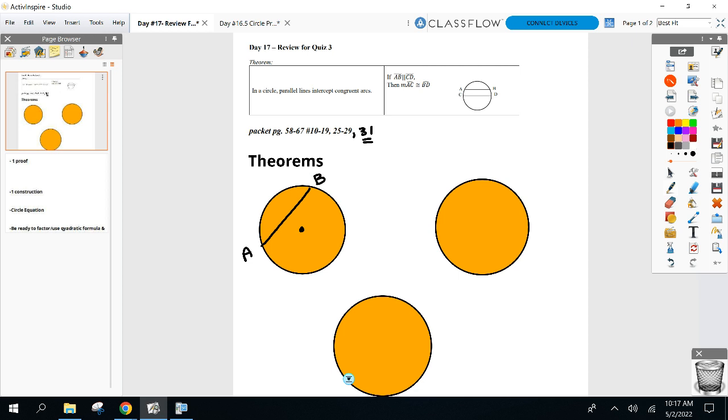What is that? Chord. Another chord. We went over a theorem. How do I find those lengths? Like, how do I find AE? How do I find EB, ED, CE? Remember the theorem that was associated with this.